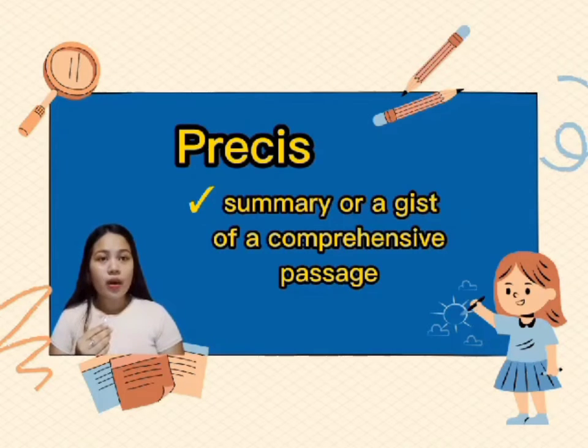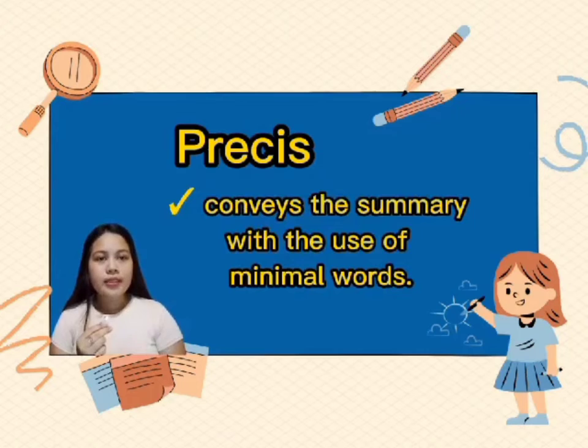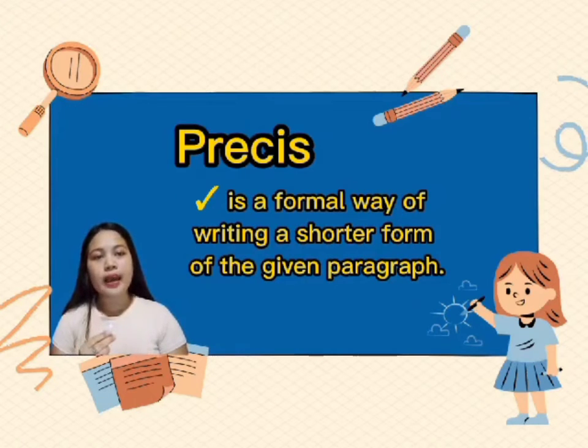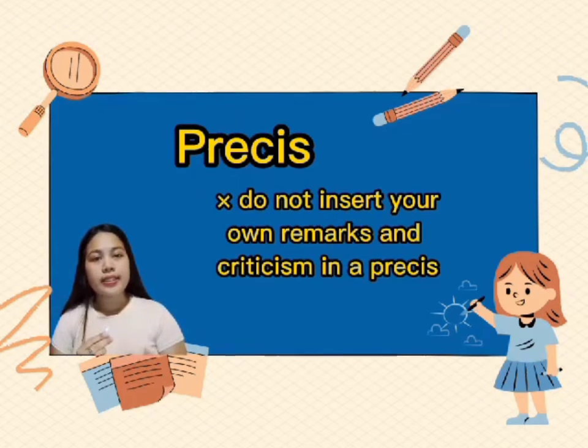A precis is a summary or a gist of a comprehensive passage that is supposed to cover all the details and important aspects of the passage and convey the summary with the use of minimal words. In short, a precis is a formal way of writing a shorter form of the given paragraph. So even though you have read and understood the passage well, do not form your own opinions. You cannot insert your own remarks and criticism in writing a precis.